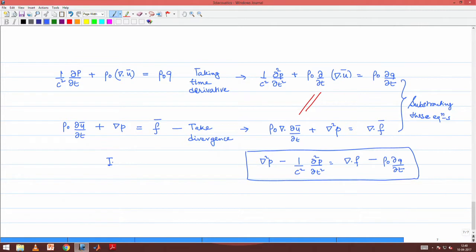So, this is marked as the inhomogeneous wave equation. Okay. And if the inhomogeneous wave equation has come, then the inhomogeneous Helmholtz equation cannot be any different.